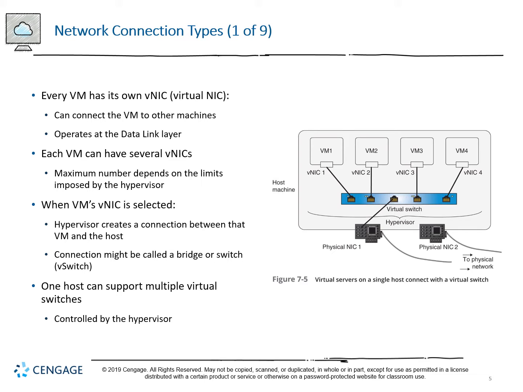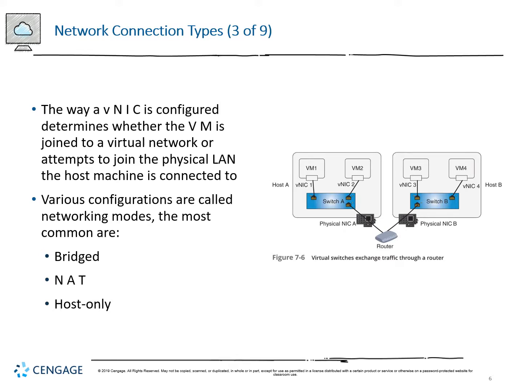See here in the graphic for 7.5 the connection between a physical NIC, a virtual switch, and a virtual host within the VM. One host, of course, can support multiple switches. Again, limitations here are solely at the behest of the hypervisor. So finding a good hypervisor means that there'll usually be a lot of options to be able to customize your machines. The way a vNIC is configured determines whether the VM is joined to a virtual network or will attempt to use a pass-through in order to join the physical LAN that the host machine is connected to.